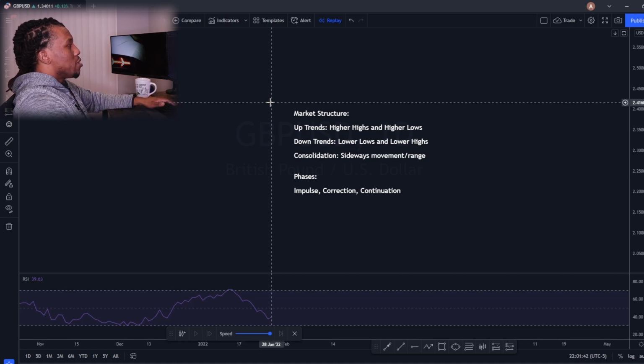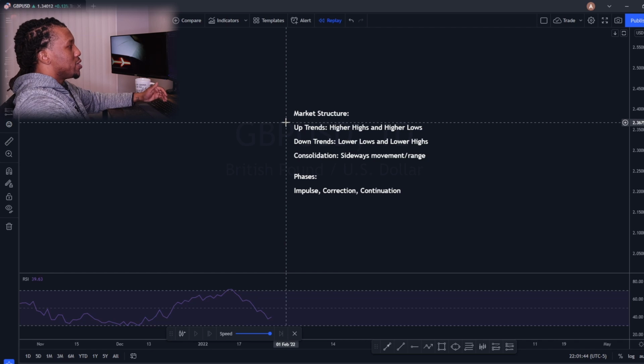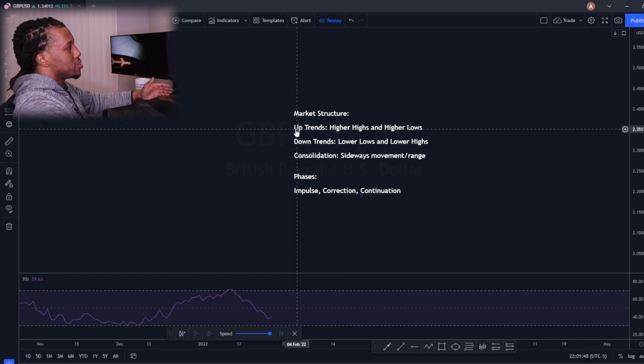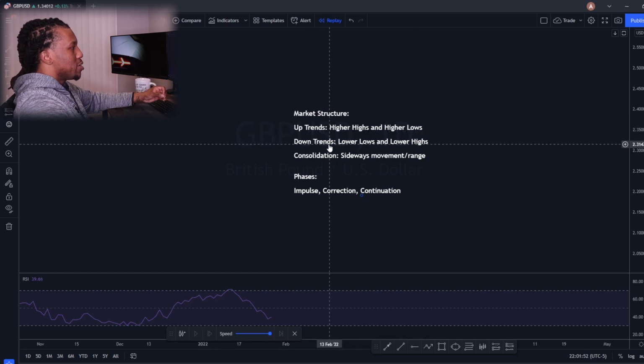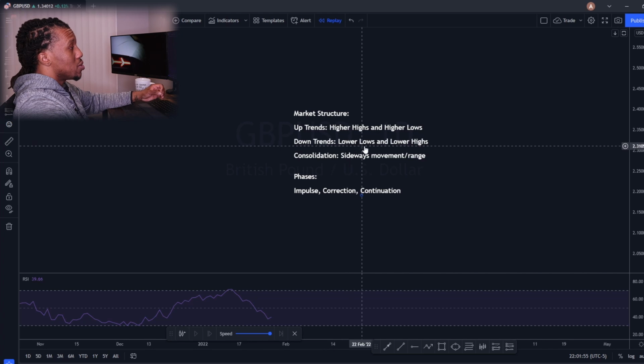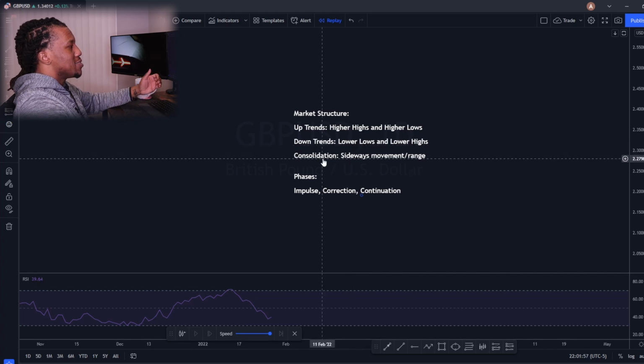Right? So there are three trends in a market. There's an uptrend. Now, an uptrend consists of higher highs and higher lows. There's a downtrend, consists of lower lows and lower highs. And there is consolidation. Now, consolidation, there are no higher highs, no lower lows, things of that nature. It's just equal highs and equal lows. Basically, the market is moving sideways, right?